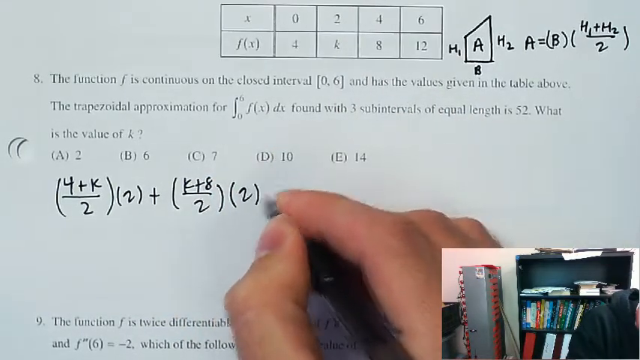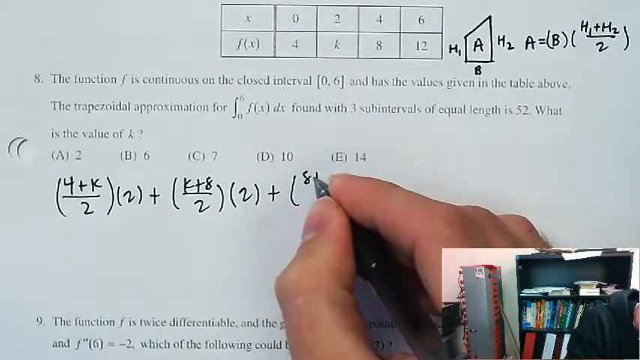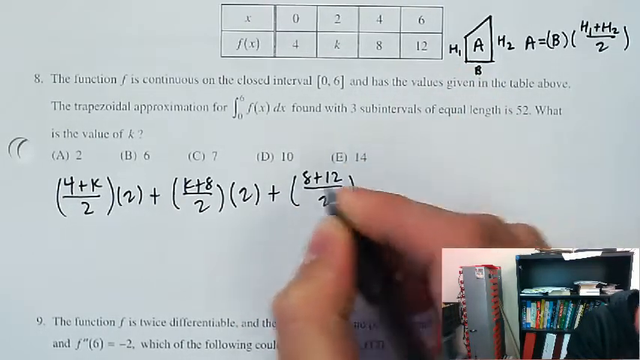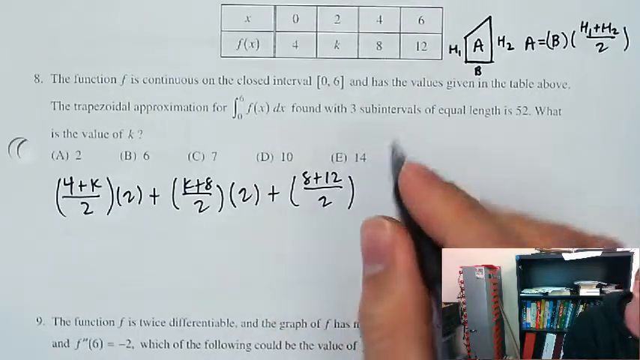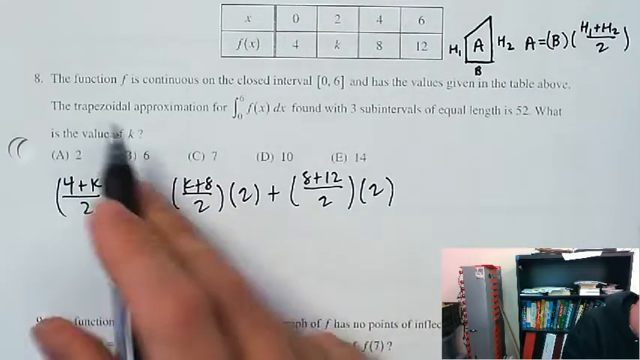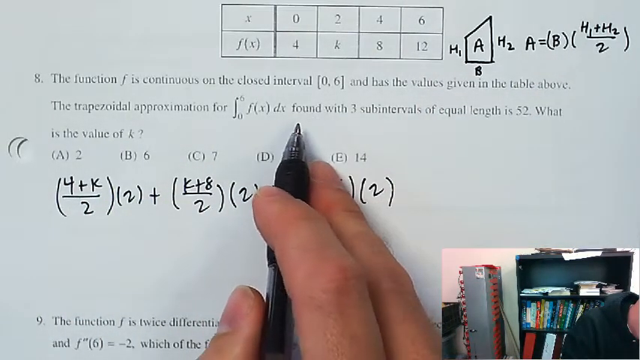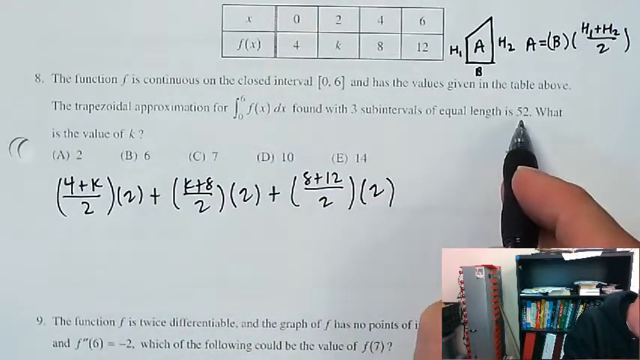Multiply by the width. Okay, and then 8 plus 12. I probably should have just mentally averaged those, but that's okay. We'll be multiplying by a width of 2 one more time. All right, the trapezoidal approximation for the integral is 52.